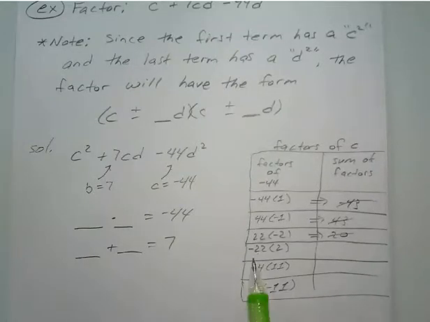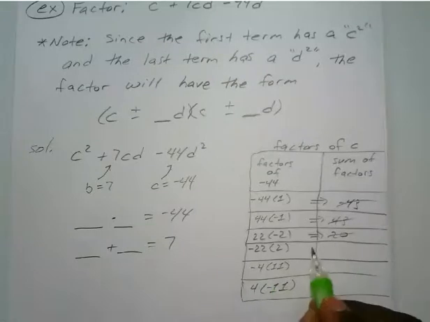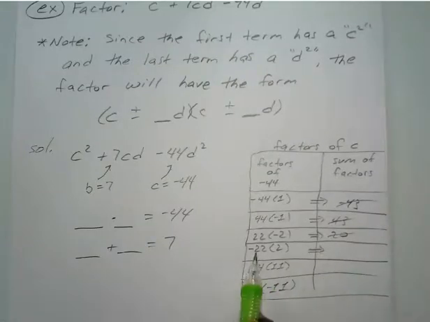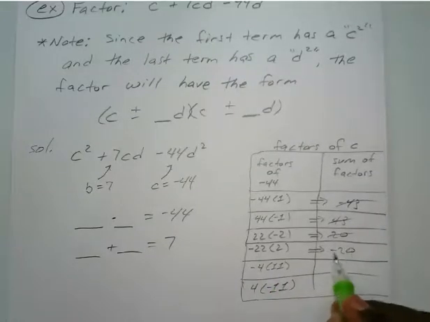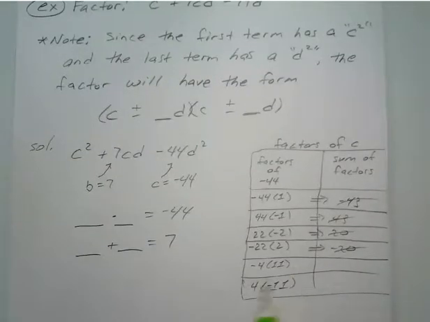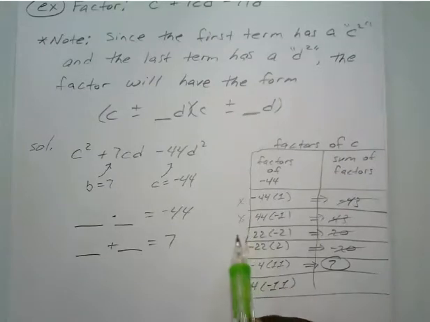If you have negative 22 plus 2, if you add those together, you get negative 20, which is not positive 7, so that goes away. So if you have negative 4 times 11, as soon as you add those together, you get positive 7, which is exactly what we're looking for. So you don't use any of these here, but you finally hit the jackpot with that one.